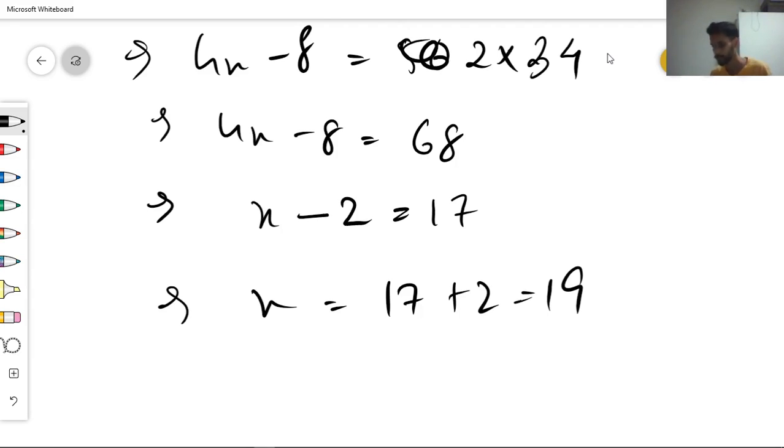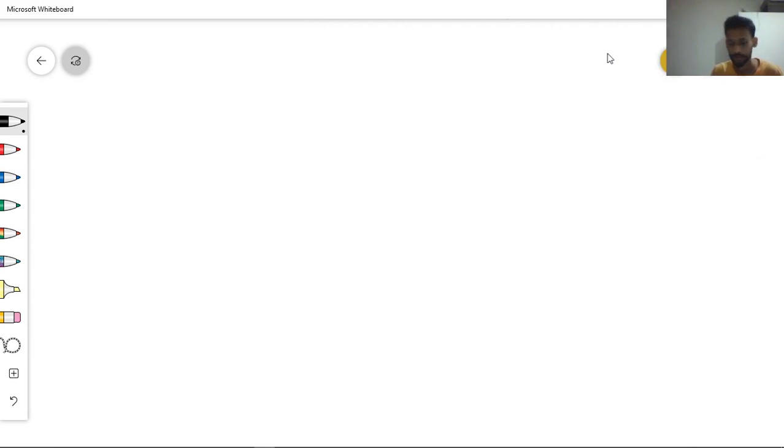Yes, x is 19. So we got the value of x, that is 19. Now question number 15. Madhu's flower garden is now a square. If she increased the width by 1 meter and the length by 3 meters, the area will be 19 square meters more than the present area. What is the length of the sides now?